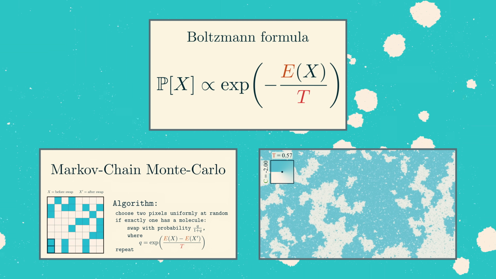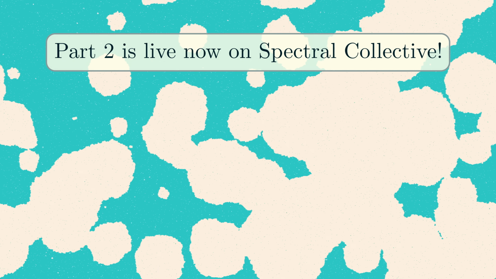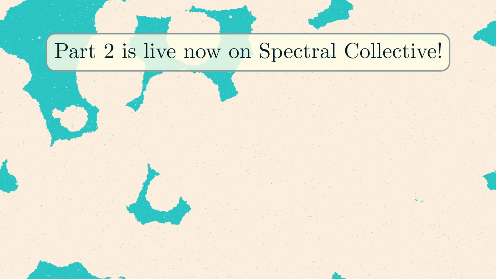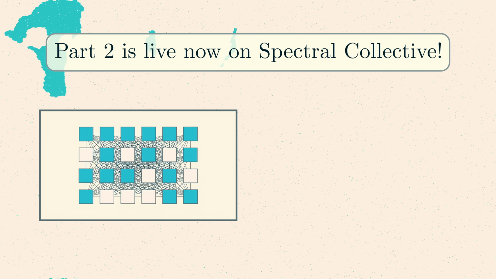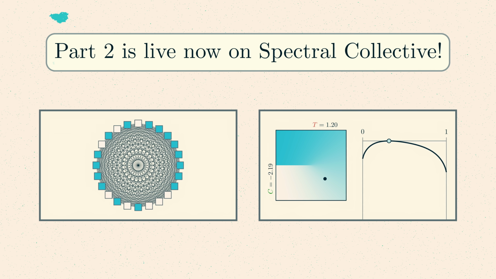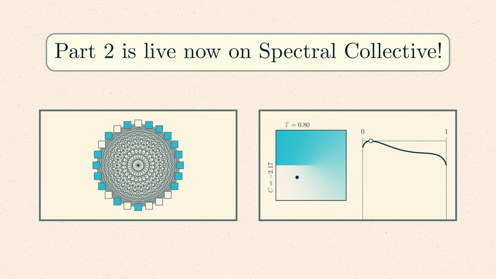By the way, this video is part 1 in a 2-part series. The follow-up is live now on the Spectral Collective channel. There, we'll look at a simplified version of the liquid vapor model, which we can essentially completely understand using basic mathematics.